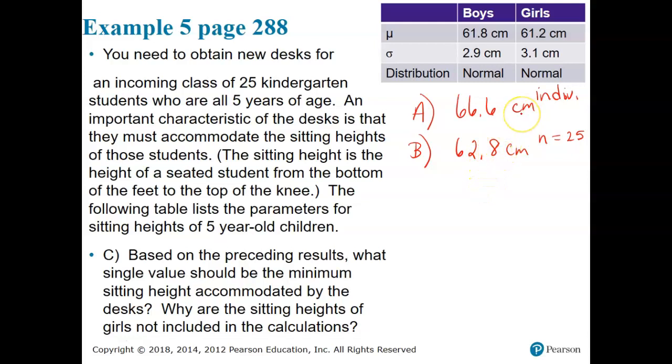So generally speaking, when you have something, whether it's a seat, a helmet, a seat on an airplane, anything like that that is used by an individual, then we need to be more concerned about the individuals than we are the collective average of a group. The other part of this, why are the sitting heights of girls not included in the calculations? So you can see that the girls have a mean that's less than the boys. So if the boys are being accommodated, then basically by default, we're going to be accommodating at least 95%, if not more, of the girls as well.